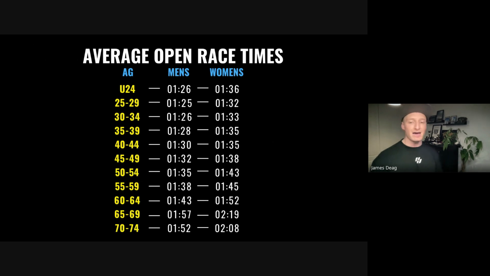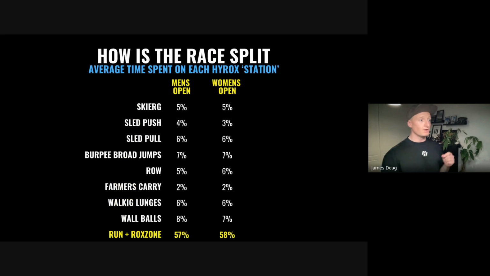These are the average open race times for men and women. Hopefully you can just about see your age group there on the board from London last year. And what you'll notice is they are in hours and minutes. So we're looking at at least an 80-minute race. So as I said, it's definitely not a sprint. It is a test of your ability to endure fatigue, an endurance-based event. And it's a running event.